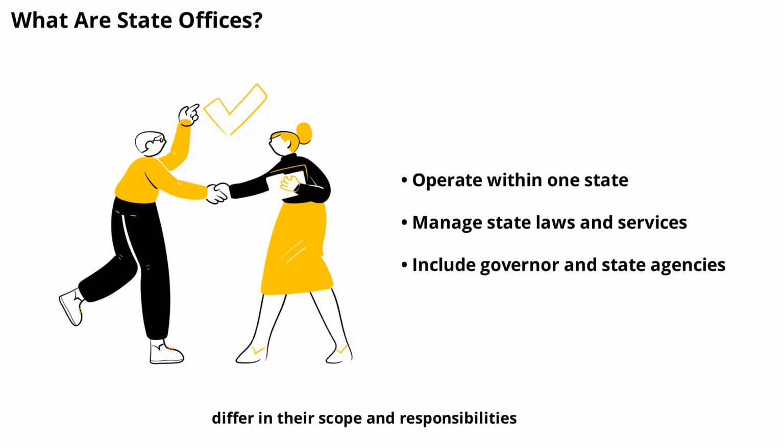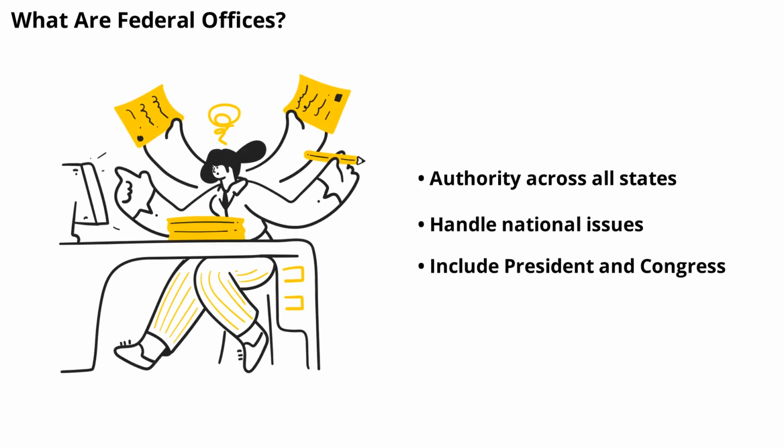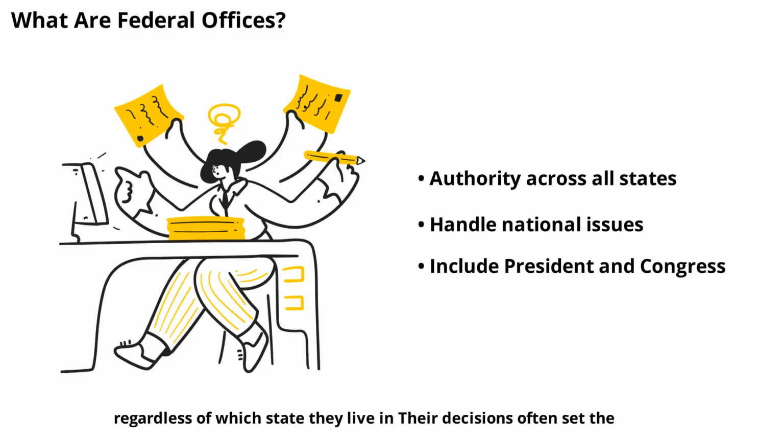Next, let's see how federal offices differ in their scope and responsibilities. Federal offices are part of the national government and have authority across all 50 states. These offices handle issues that affect the entire country, such as national defense, foreign policy, and federal taxation. Key examples include the President, members of Congress, and federal agencies like the FBI or the Department of Homeland Security. Federal offices create and enforce laws that apply to everyone in the United States, regardless of which state they live in. Their decisions often set the framework within which state offices operate.